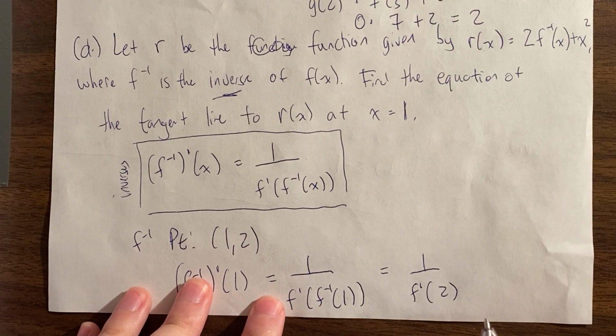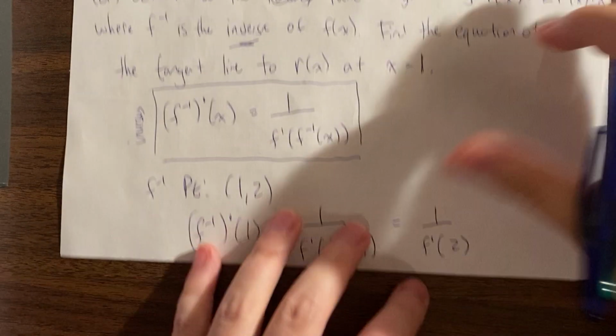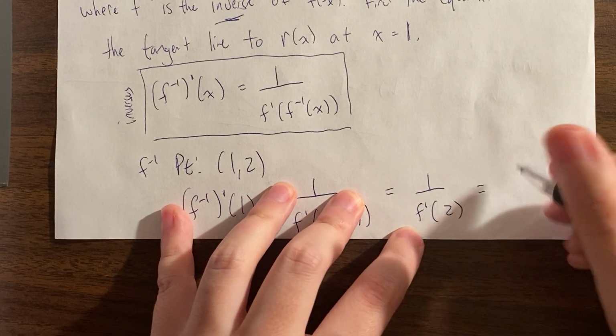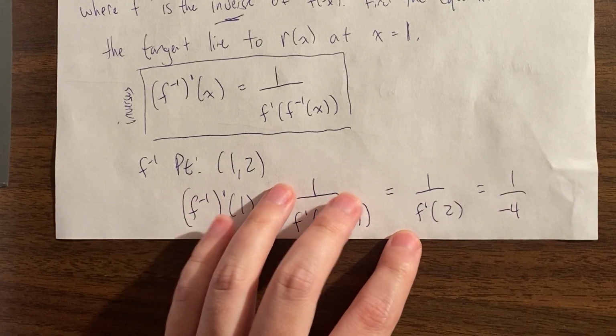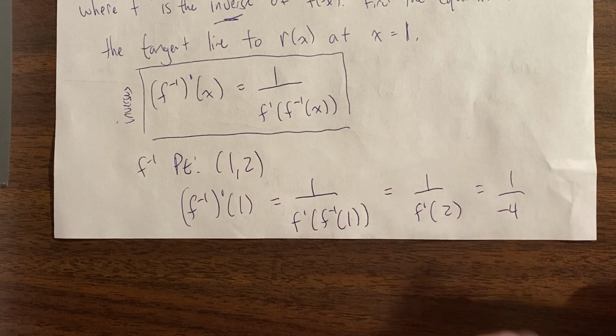Now, all we have to do is go to the table. 2 is this, so the answer is -4. Just be careful, though. There is still this 1 over. So some students get too eager, and they find this -4, and they just box that. But you do have to do 1 over -4.